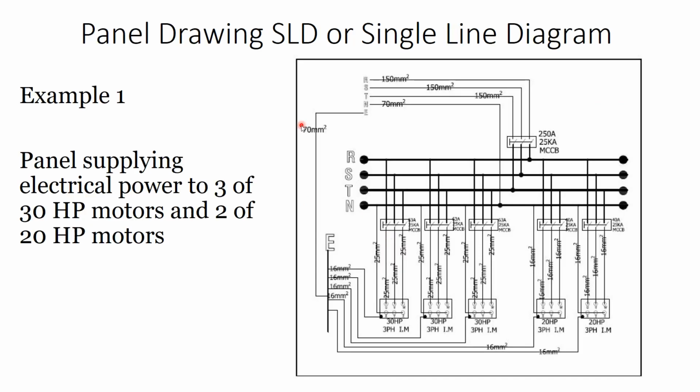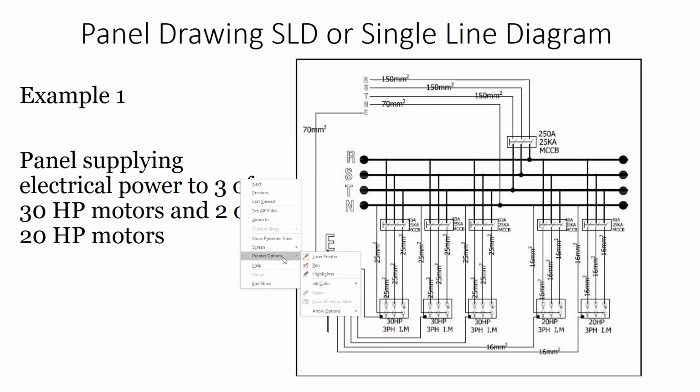Now, let's see an example of the panel drawing, or the single line diagram for the panel. So we have this system. We have a panel supplying electrical power to 3 motors of 30 horsepower and 2 motors of 20 horsepower. As you can see here, this one is 30 horsepower, this one is 30 horsepower, this one is 30 horsepower, and 20 horsepower, 20 horsepower. All of these are 3-phase induction motors.